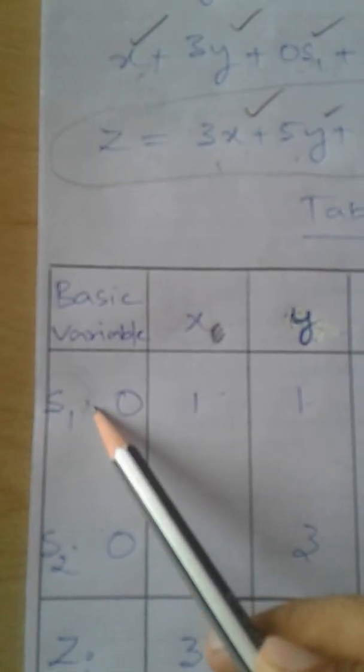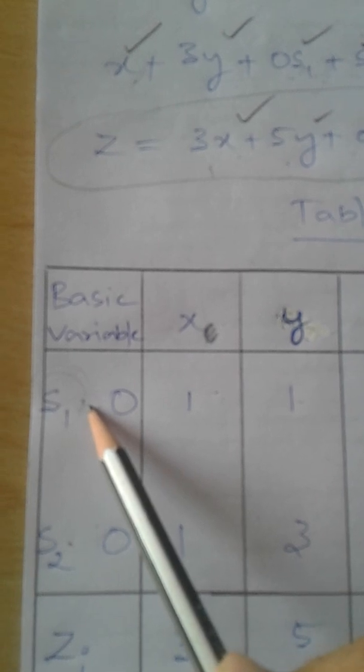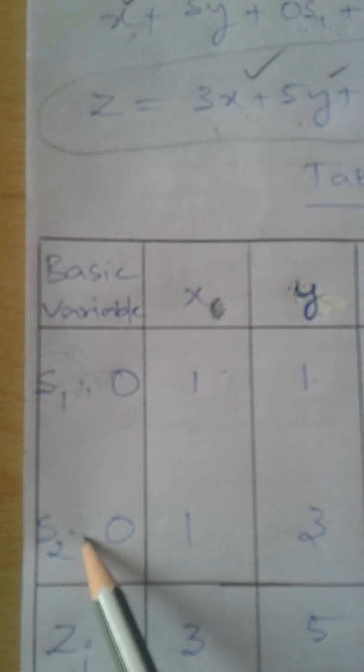Next is the basic variable, as I told in the previous problem also. S1 is the additional variable which we have considered. S1 was the extra variable which we introduced in the first equation, and S2 is the extra variable which we introduced in the second equation.